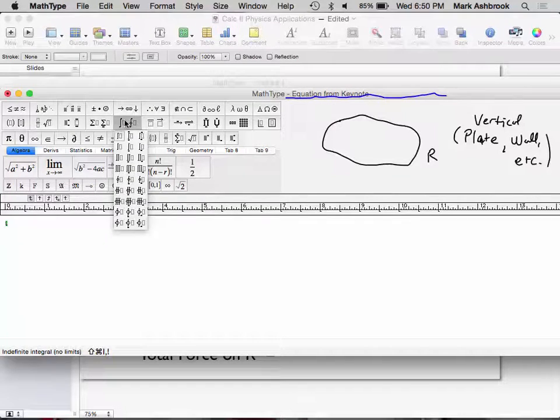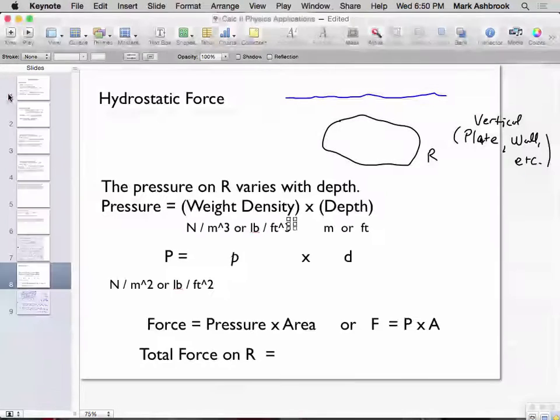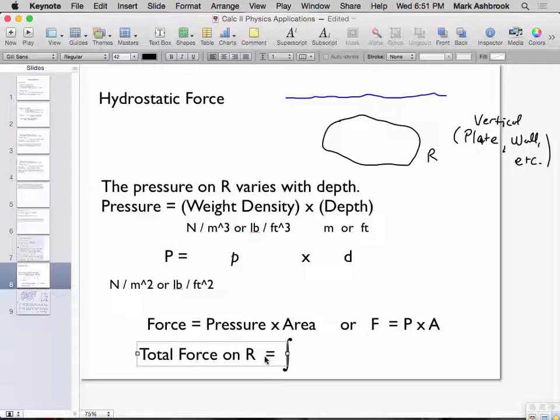The sum of little bits of force. Okay, the total force on R is going to be the sum of little bits of force, and those little bits will come in the form of horizontal strips because we can actually calculate there's no change in pressure across the horizontal strip.